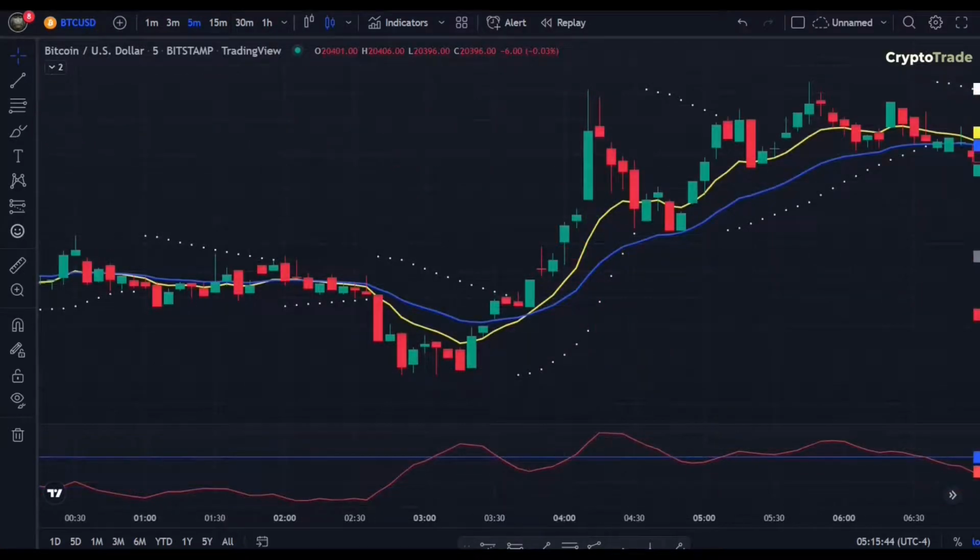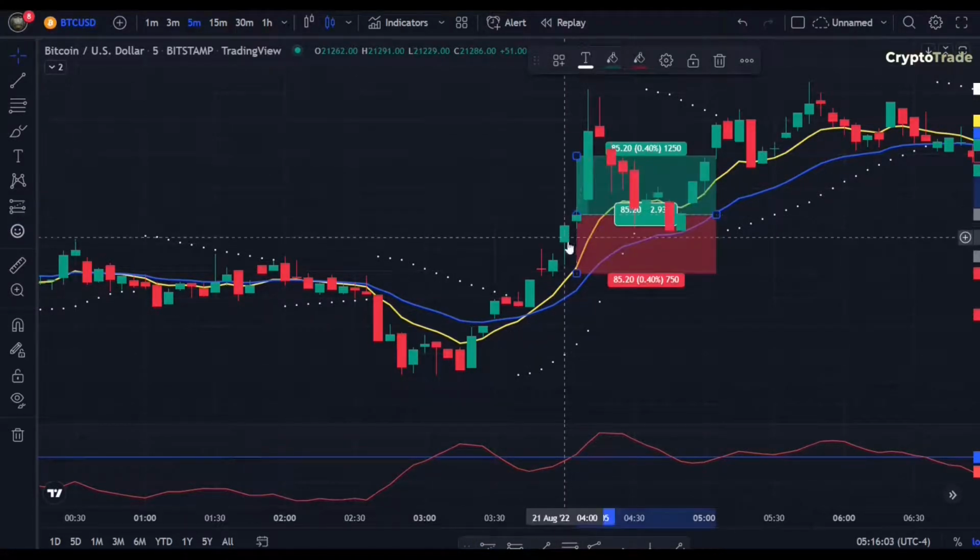The white dots of the parabolic SAR appear at the bottom of the candles. The yellow moving average is above the blue moving average. The average directional index is above the line we drew at the mark 30. As these conditions are met, then place a buy order at the close of the candle.